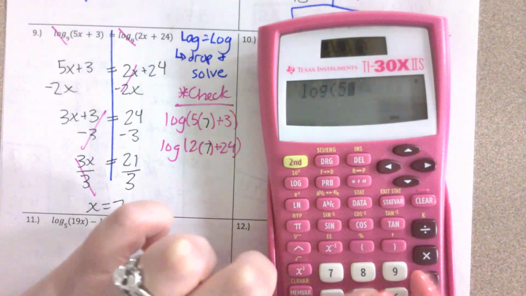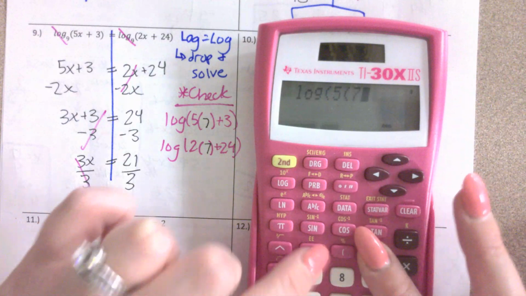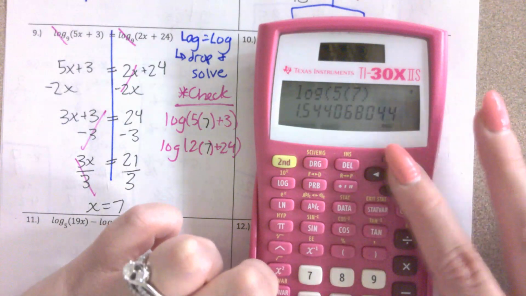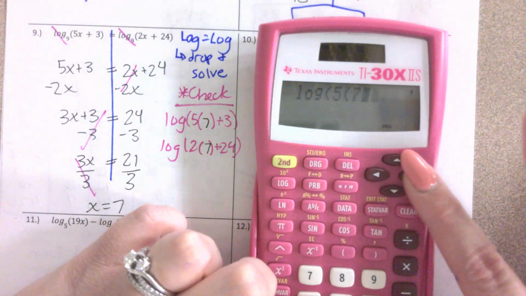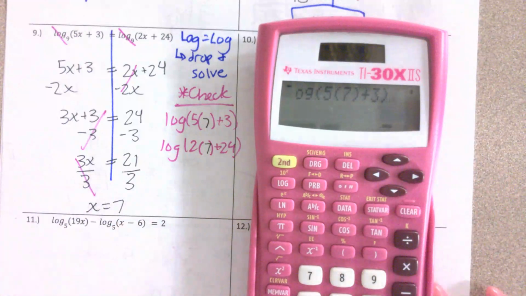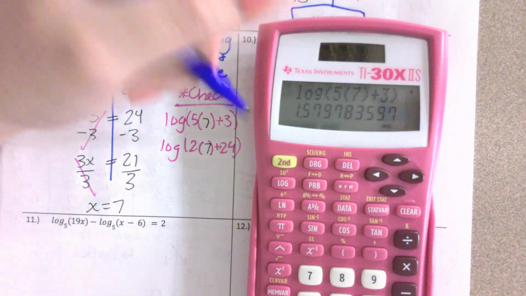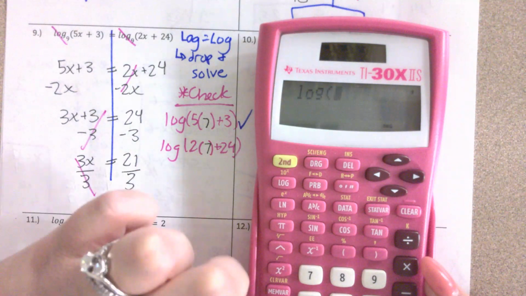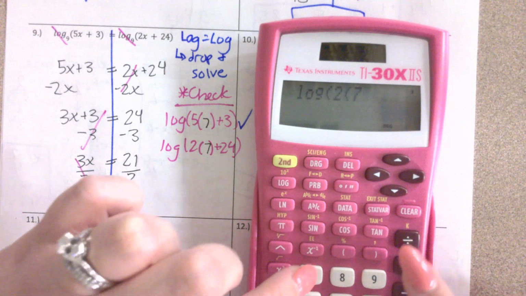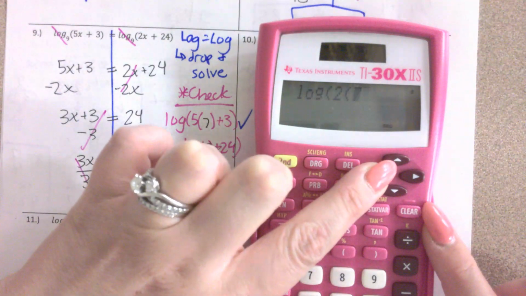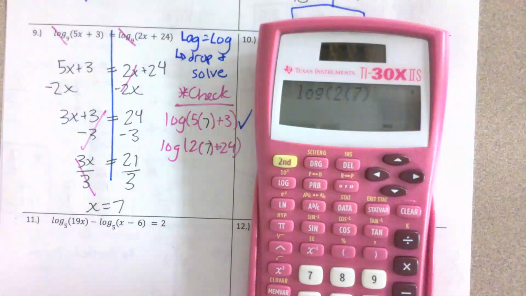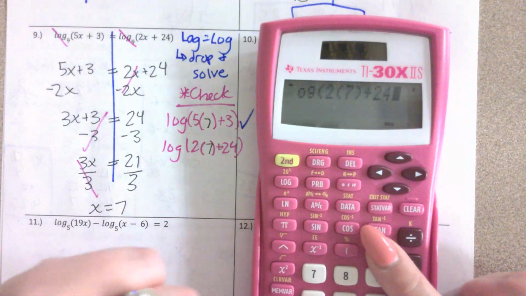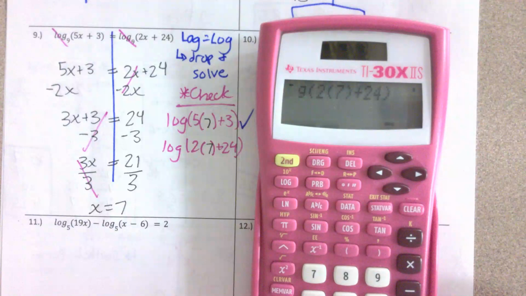Log of 5 times 7 plus 3. Whoop, wasn't done. We got an answer, so that works for us. And one more time. Log of 2 times 7 plus 24. And we got an answer, so that works for us.